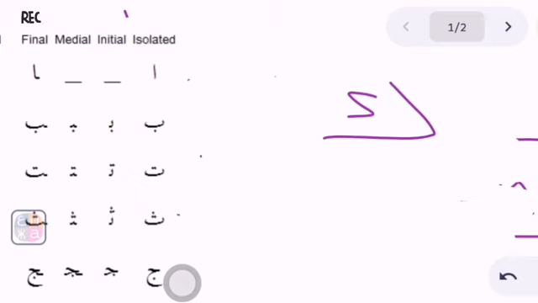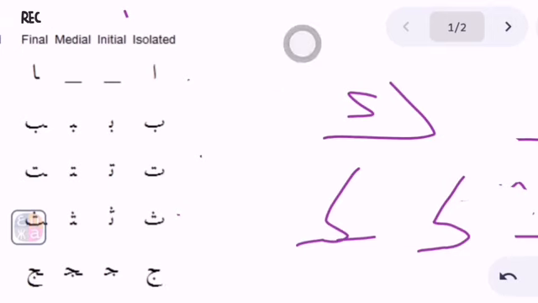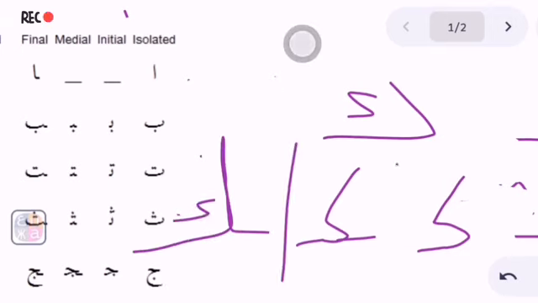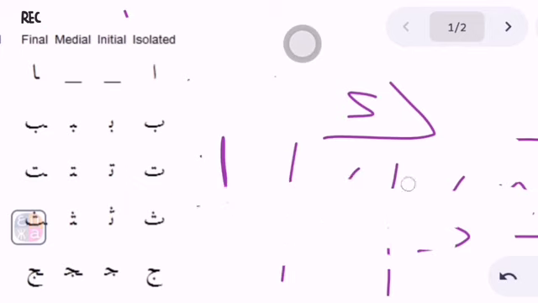At the beginning of any word, it changes to something like this. At the middle, to be like this, and at the end, to come back to its original structure, like this. This is the way we have our kaf in any Arabic word. Beautiful.